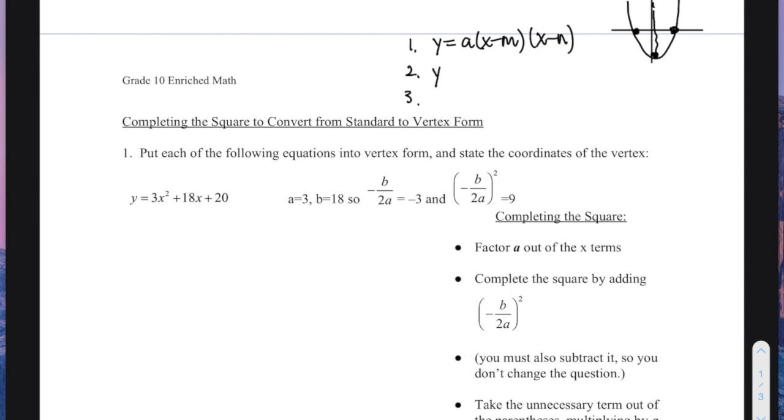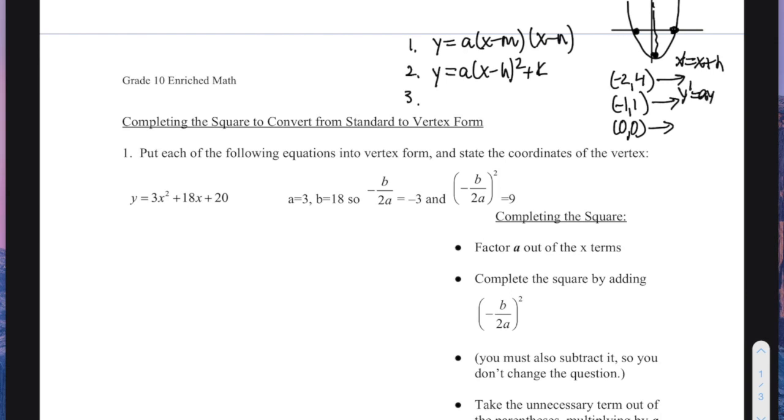We now know that if we have y equals a(x minus h) squared plus k, what we can do is take our parent function, we can map those 5 points, and using a, h, and k, we can map all of our points using transformations. So what happens when we're given standard form? How do I graph this?